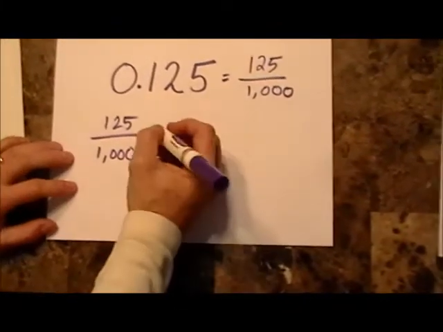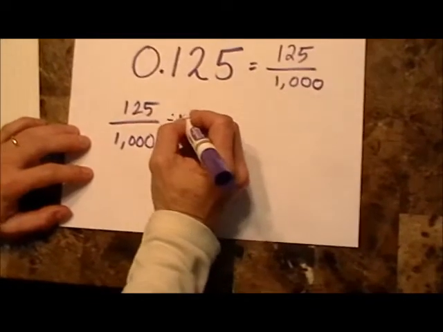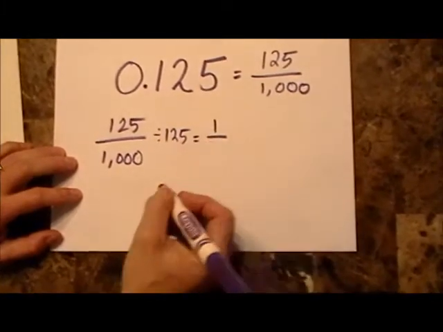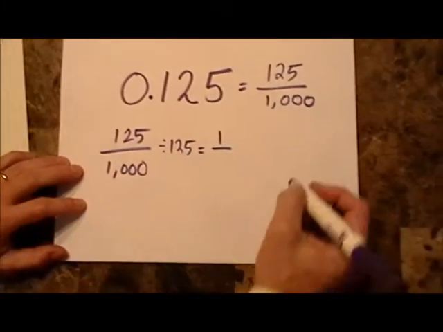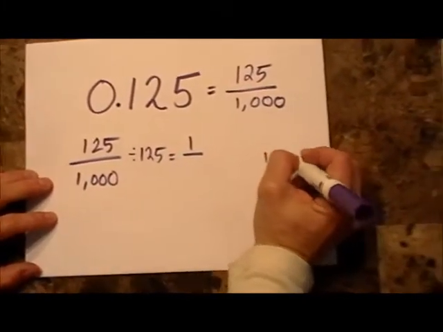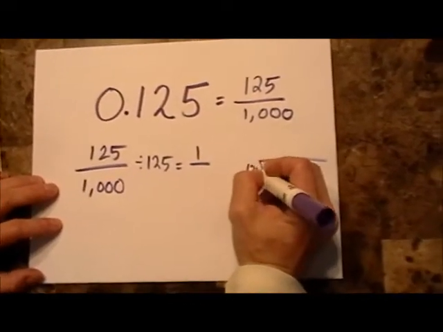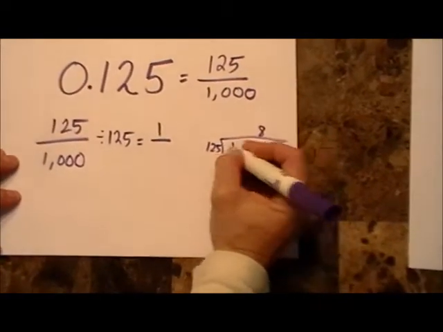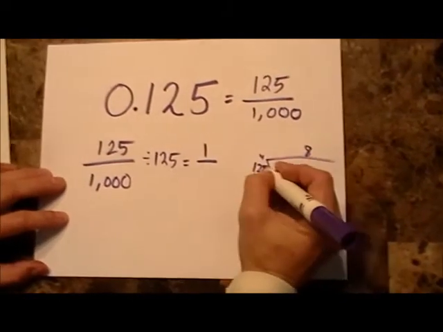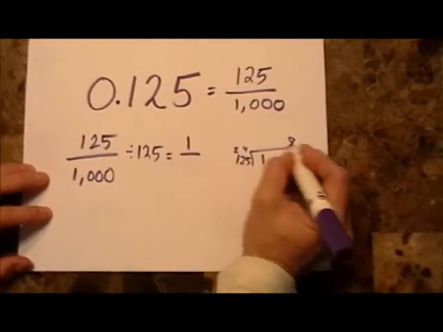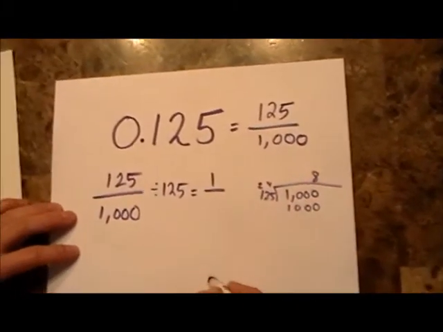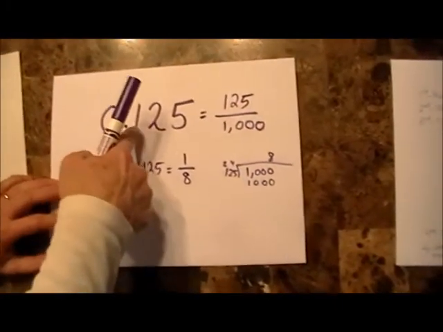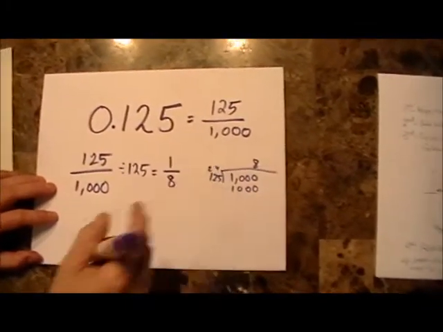But I already know that 125 goes into 1,000, so I'm going to divide it by 125. And I get 1. Of course, 125 divided by 125 is 1. And 1,000 divided by 125. You don't know that. You just work it out. It's not going to go into the 100. It's going to go right here in this spot. And it goes in there 8 times. Because 8 times 5 is 40. 8 times 2 is 16 plus 4 more. It's 20. 8 plus 2 is 10. So that's how I know it's 8. And that's how I simplify it. 125 thousandths is equal to 1/8.